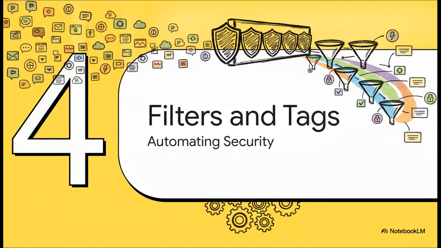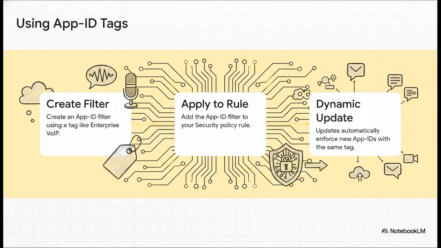Let's jump to Section 4, filters and tags, because managing these rules shouldn't be a tedious manual nightmare, right? Let's talk automation. So the secret to managing this at scale is dynamic automation. By using dynamic tags, your firewall seamlessly updates its own rules every time Palo Alto releases new App ID signatures. It saves you hours.